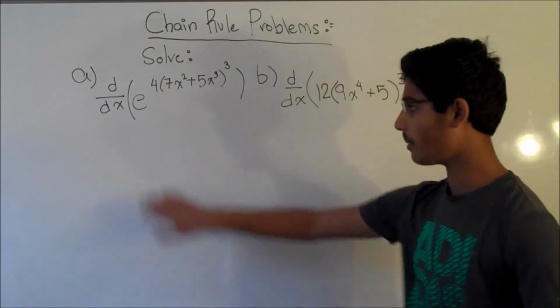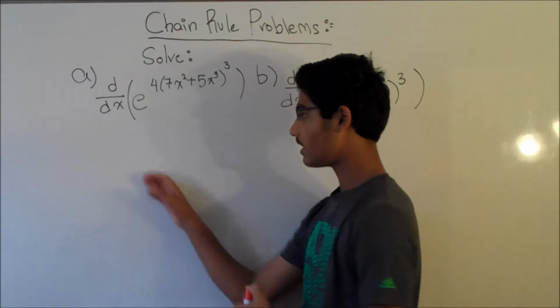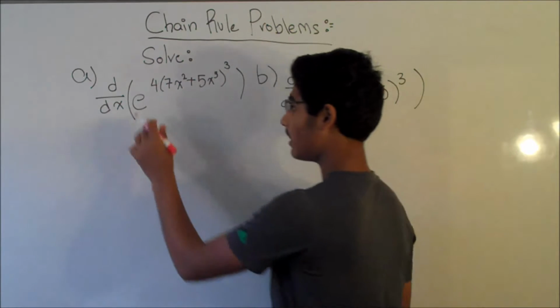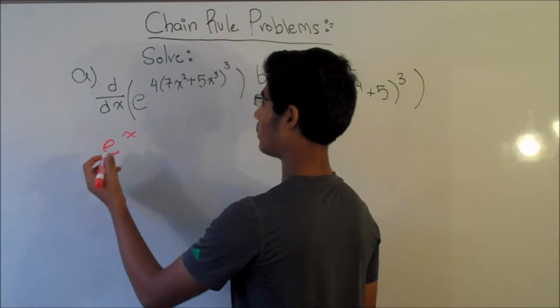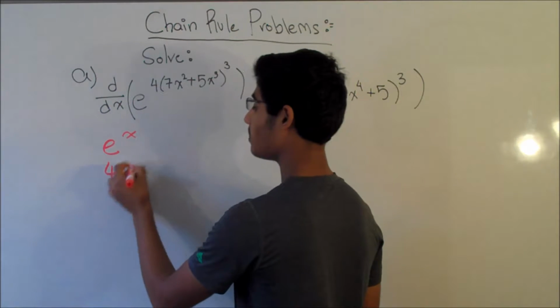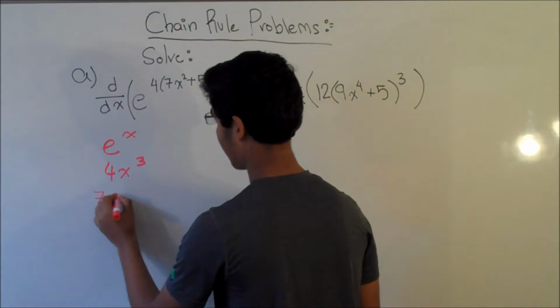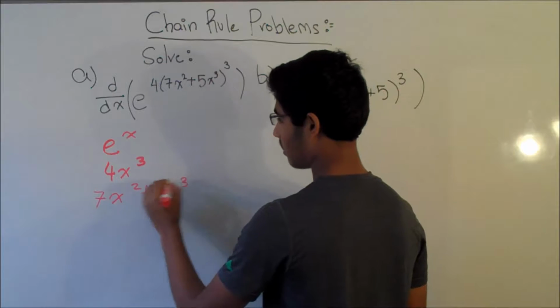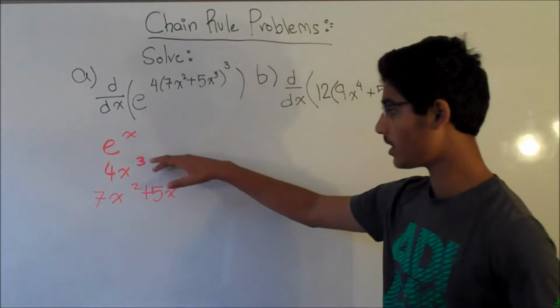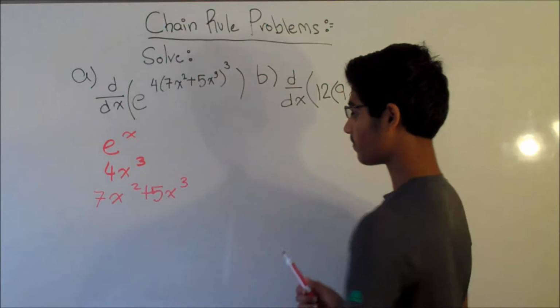So let's start with problem A. First, let's isolate the different functions. We have e to the x, we have 4x cubed, and then we have this most inner function, which is 7x squared plus 5x cubed. So this is the outer function, this is the middle function, and this is the inner function. So let's start.